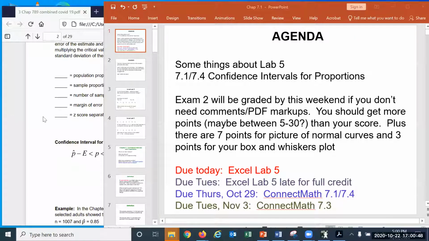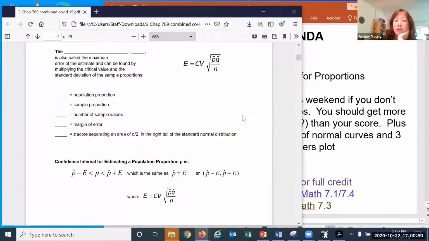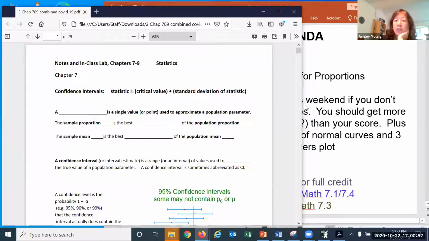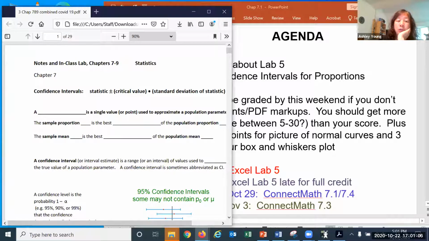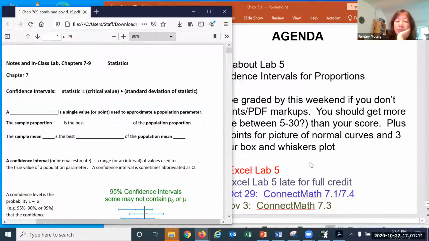So this is what we're working on today. You also are going to need to have this. We're working on this packet today in class, lab chapters 7 through 9. So make sure you have this because we're going to be doing a few pages in here today, like 3 or 4 pages, the first 4 pages. So you need to have that. Again, that's the Notes in-class lab. It's your 3rd packet you got in that rubber banded packet that we had.